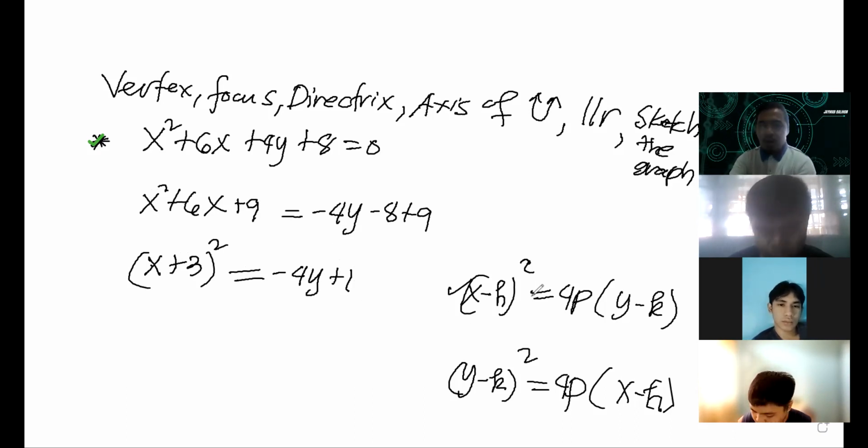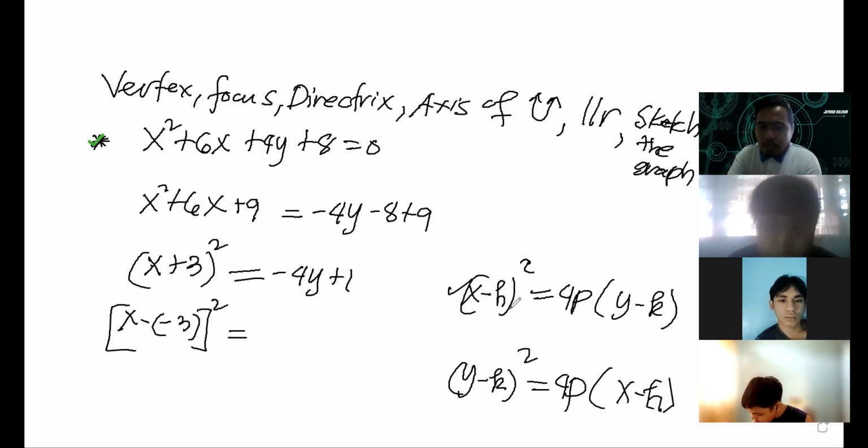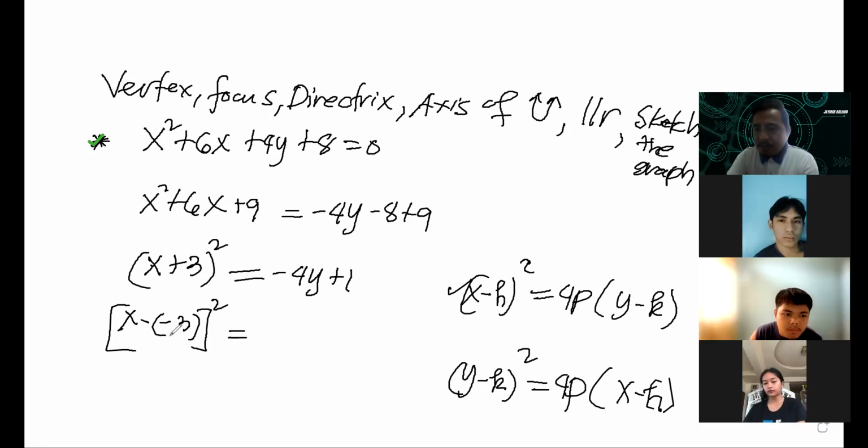So we are almost there. We already get this portion. Okay? We can rewrite this into x minus because we want that into minus. So we can rewrite that as x minus of the negative 3, then squared. So obviously, we can now say that our h is negative 3, right? Negative 3.